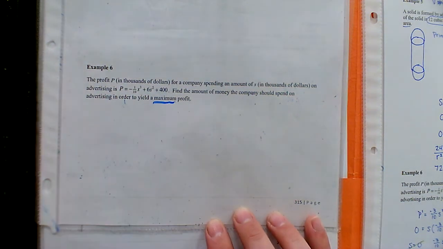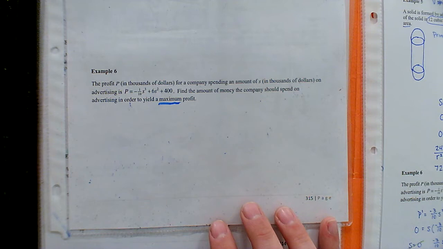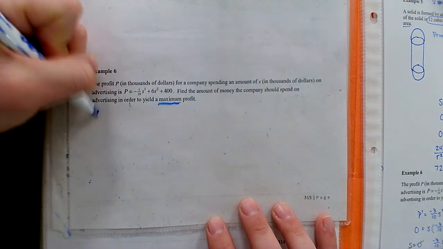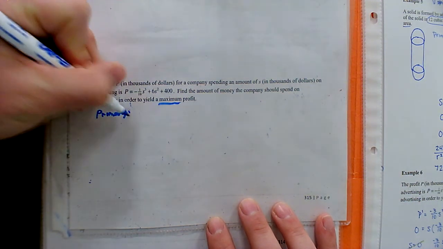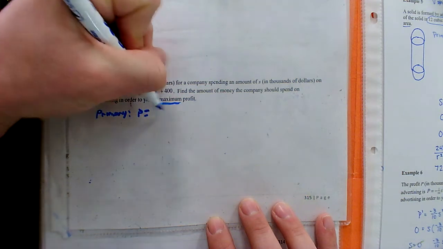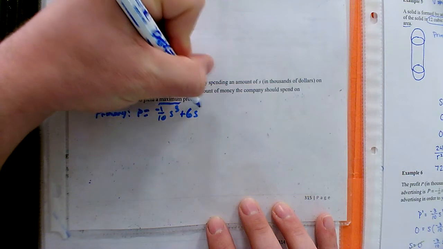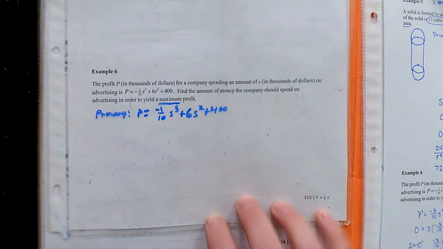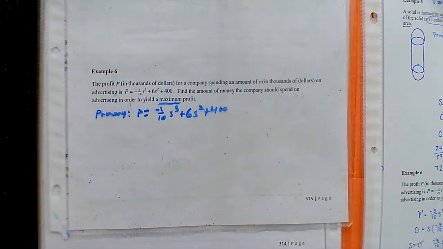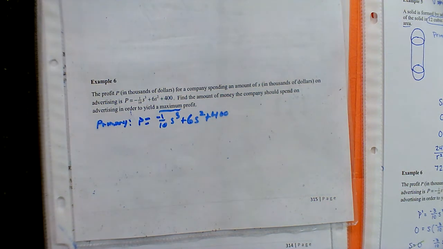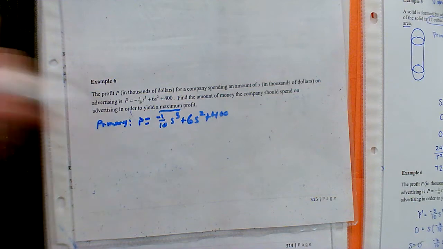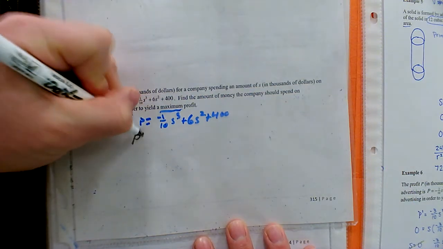So again, we're trying to maximize something. They give us an equation, so our primary equation they give us, that is P equal to negative 1/10 S cubed plus 6S squared plus 400. That's the primary equation. So what we need to do first is we only have one variable, so we need to just go ahead and take a derivative. So let's find P prime.